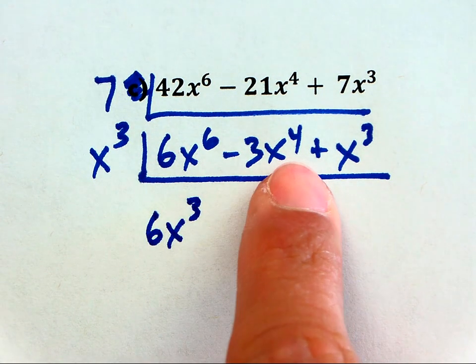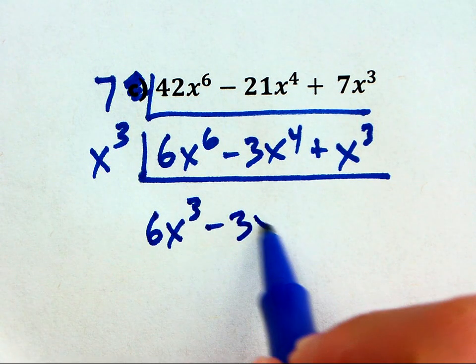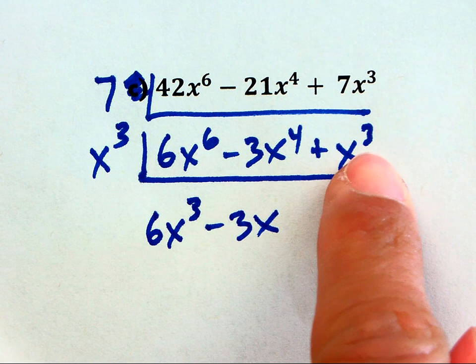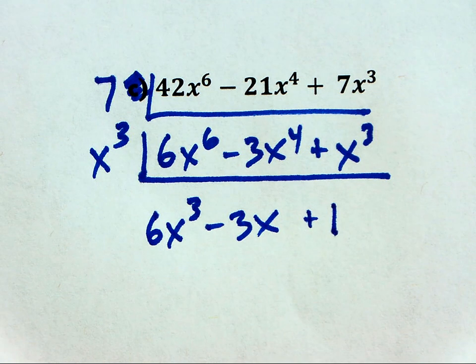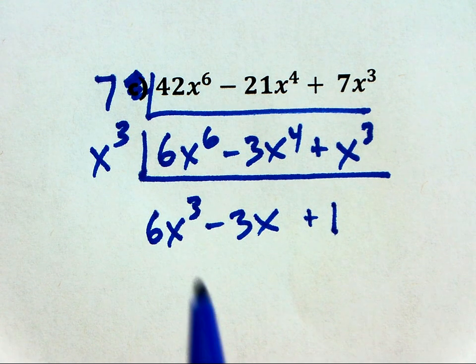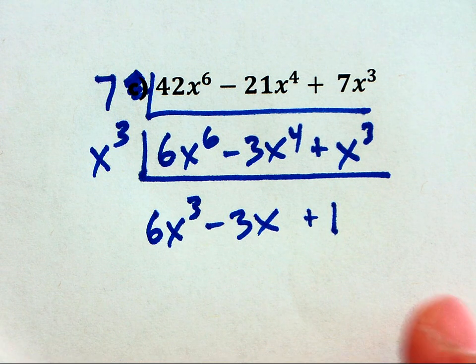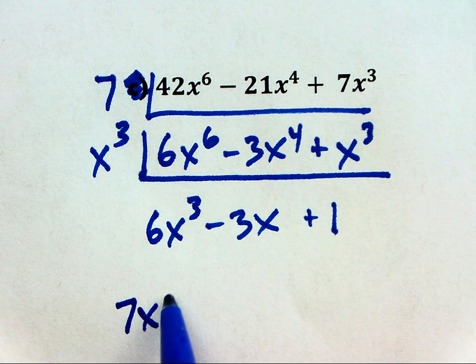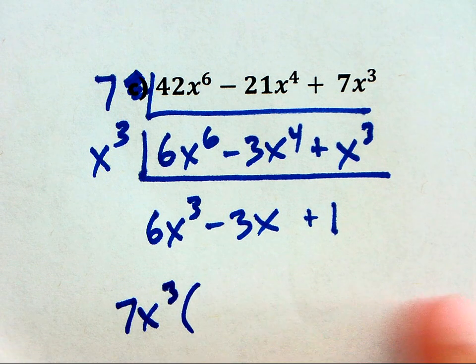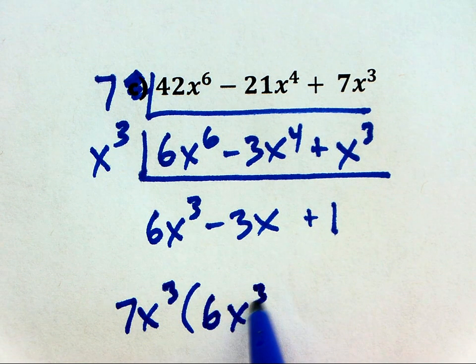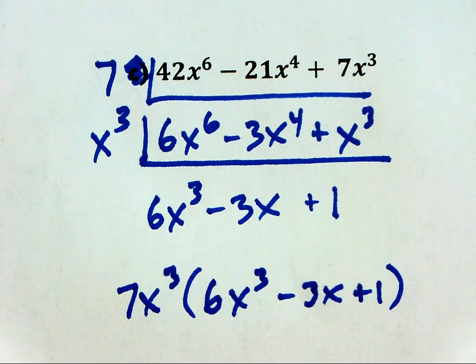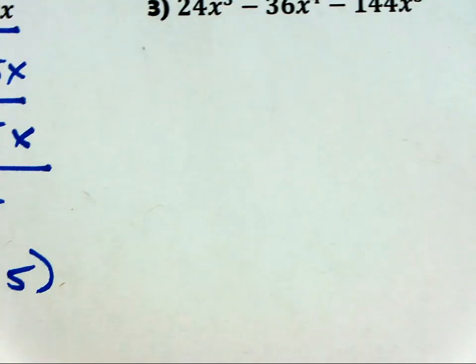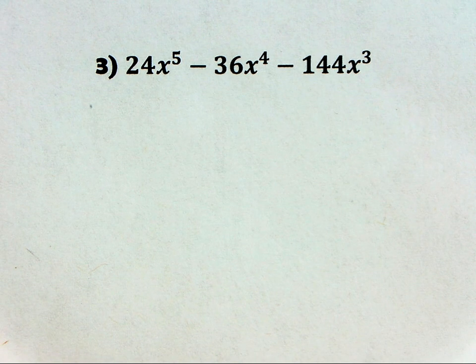A 4th power divided by a 3rd power is just going to be a 1st power. And then a 3rd power divided by a 3rd power is no power, so it's just a constant, a constant of 1. So our final answer is going to contain the greatest common factor, 7x to the 3rd, and then the remaining terms make up the other factor, 6x to the 3rd minus 3x plus 1. Below that is a you-try problem. Again, pause the video, work it out yourself, and then unpause when you're ready to check your answer.